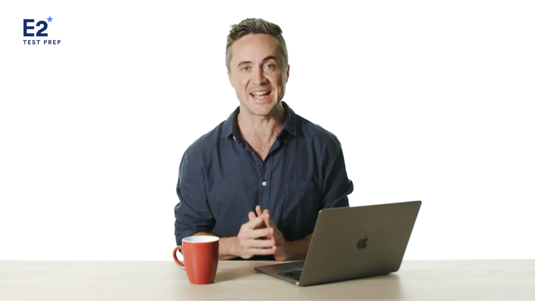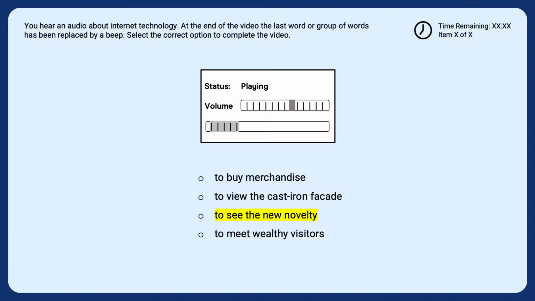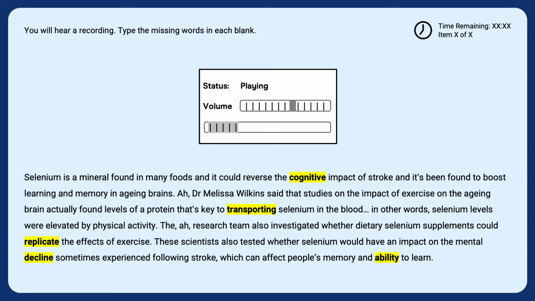All right, let's go through the answers now. And the answer for select missing word is C, to see the new novelty. Of course, they were talking about the first passenger elevator, so this sentence ending best finishes what the speaker was talking about. The answers to fill in the blanks are cognitive, transporting, replicate, decline, and ability.